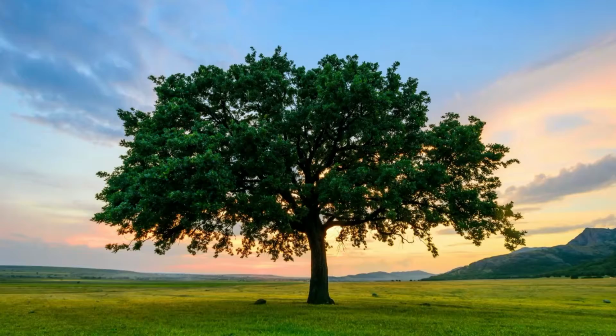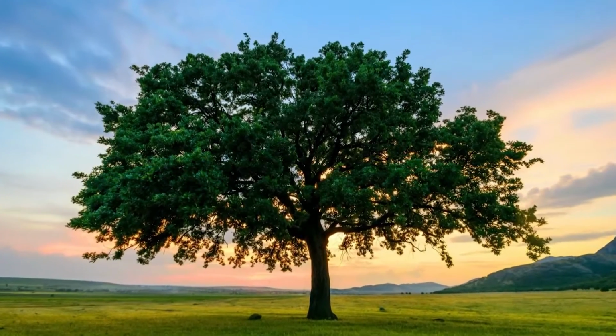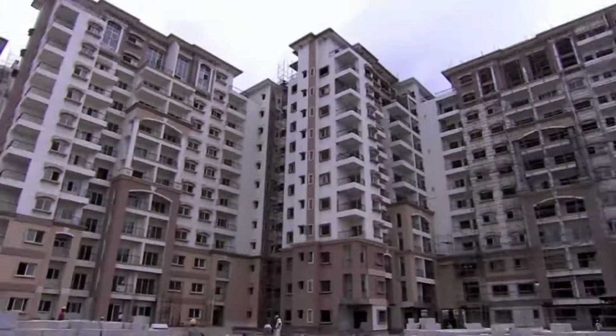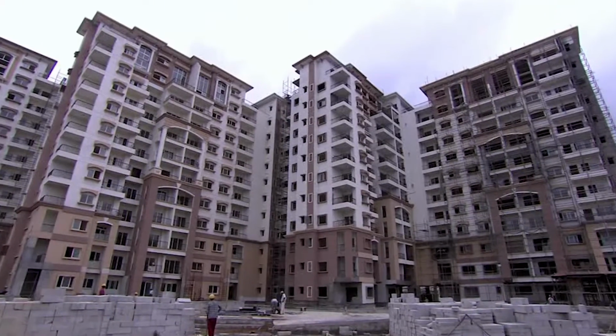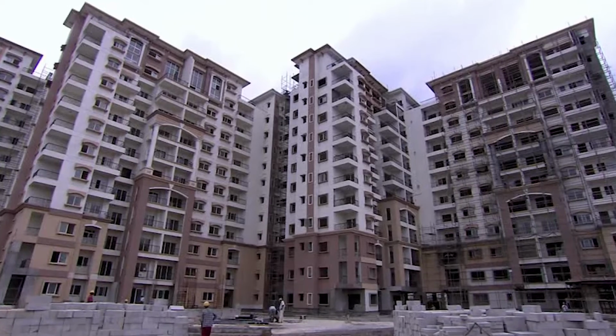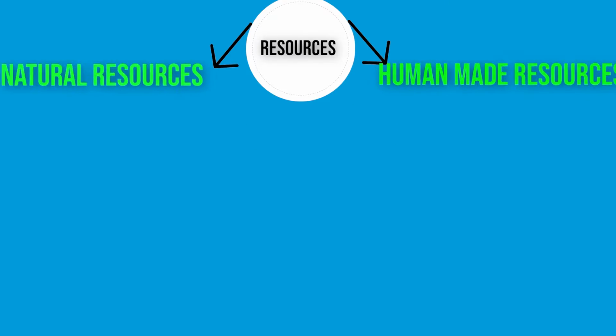So, students, you have already listed out the resources, right? Now, can you make them into natural resources and human made resources? Can you classify them? For example, tree is grown naturally, so we considered it as a natural resource. In the same way, building is constructed by man, so it is a human made resource. So, can you classify them and list out?